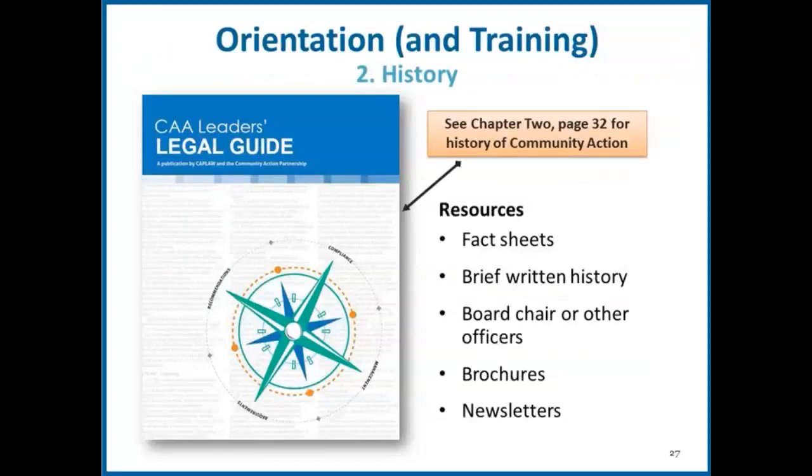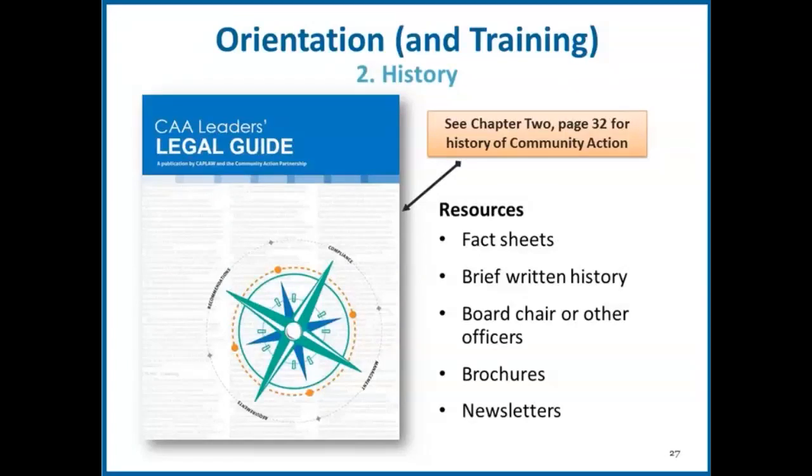So for the second topic on that list, history, the Community Action Agency Leaders Legal Guide has in Chapter 2 slides and resources on the history of community action. It's got fact sheets, a brief written history, so you want to make sure that you're providing the basics of who we are as community action, both the history of our broader movement and also of your agency.